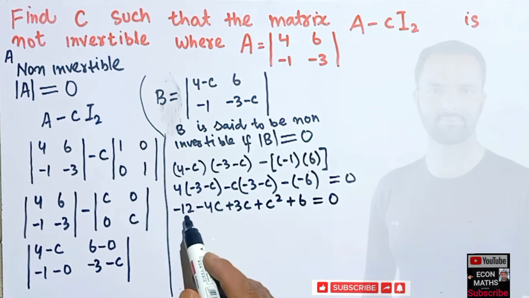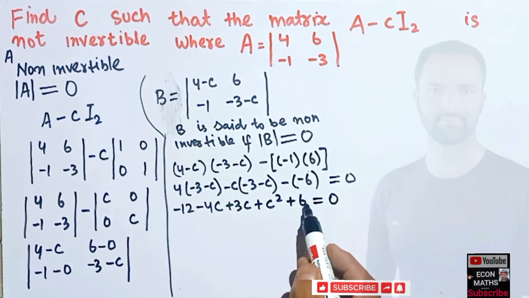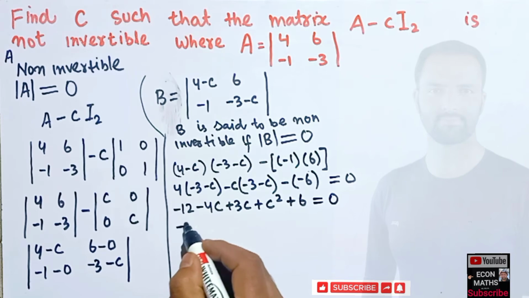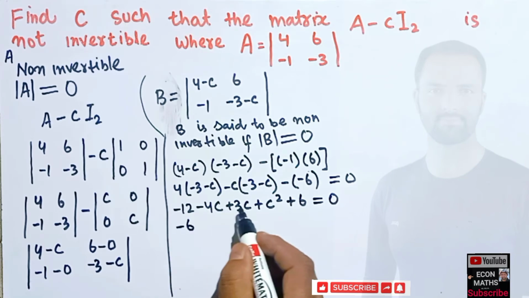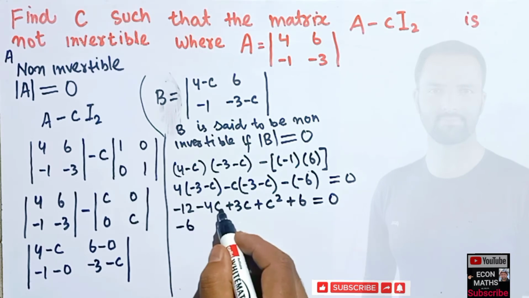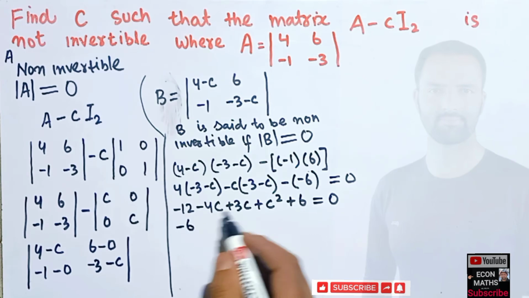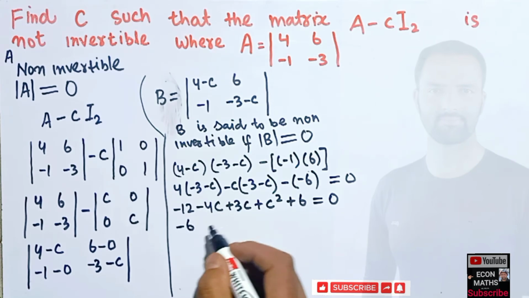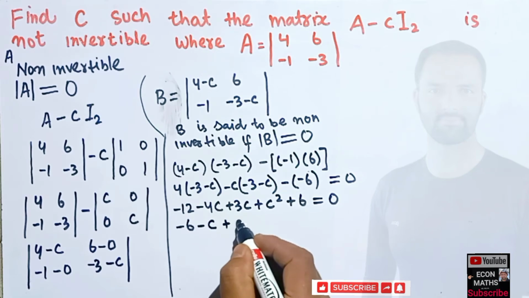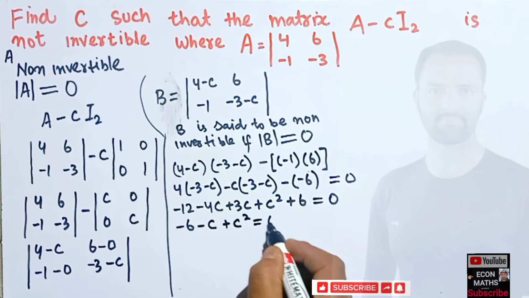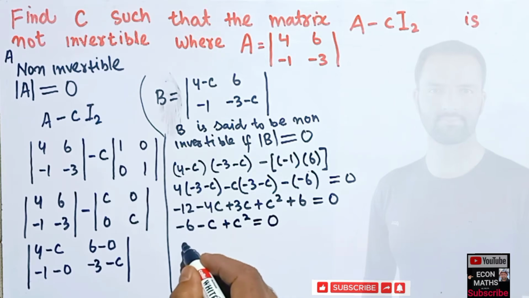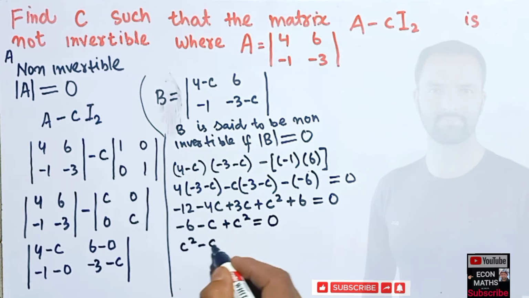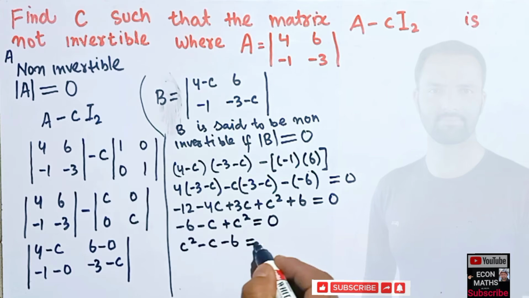Now we have -12 plus 6, which comes out to be -6. Minus 4c plus 3c, since they are like terms, we can do the addition here. So -4 plus 3 is -1, so we have minus c plus c square, and it should be equal to 0. Or we can write c square minus c minus 6 should be equal to 0.